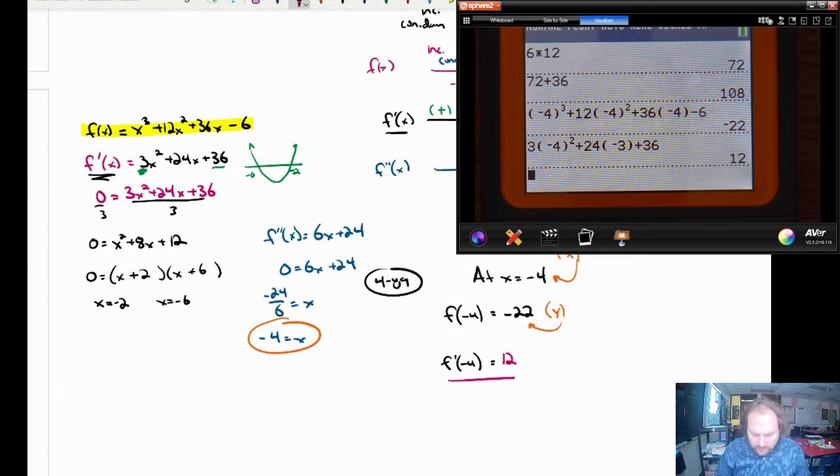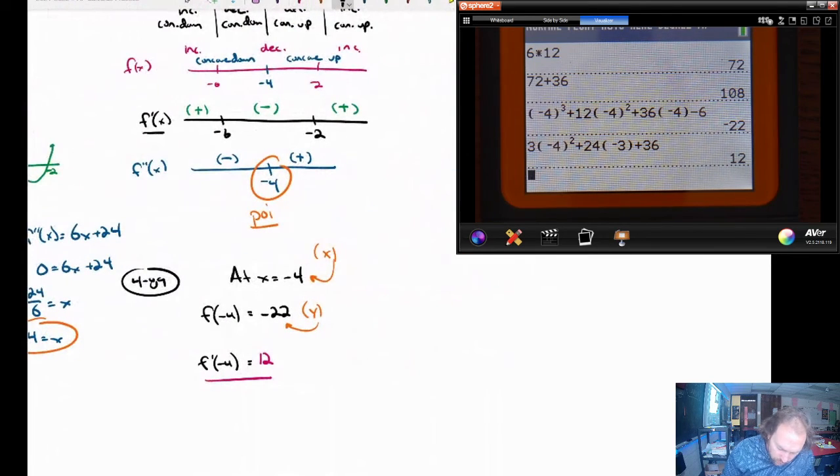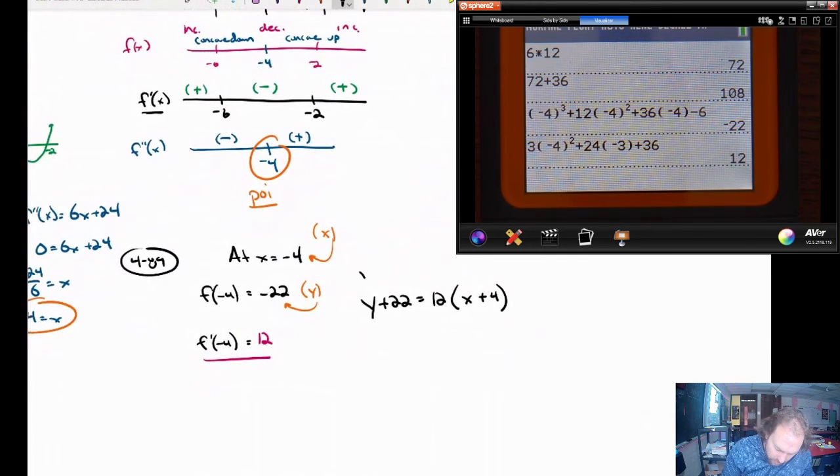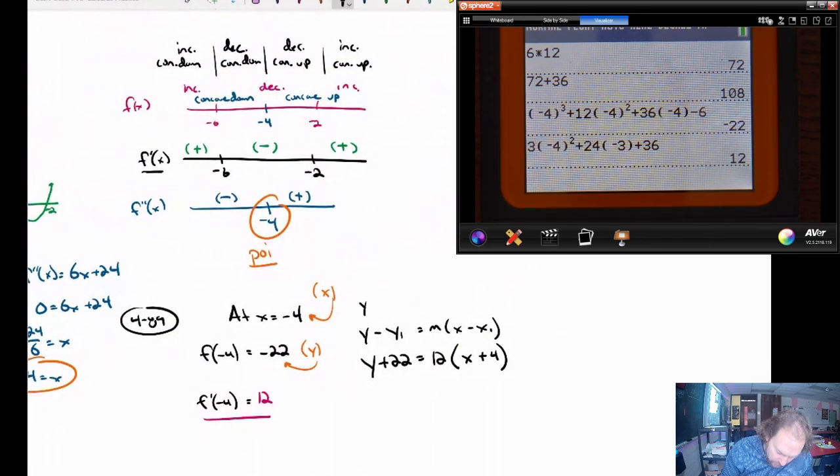And now that we know all this information, we can really easily write the equation of the line. It's going to be y plus 22 equals 12 times x plus 4. Again, I'm just adapting that from the regular old point slope form. Y minus y1 equals the slope times x minus x1. Except for here in AP Calc, it kind of has a new flavor.